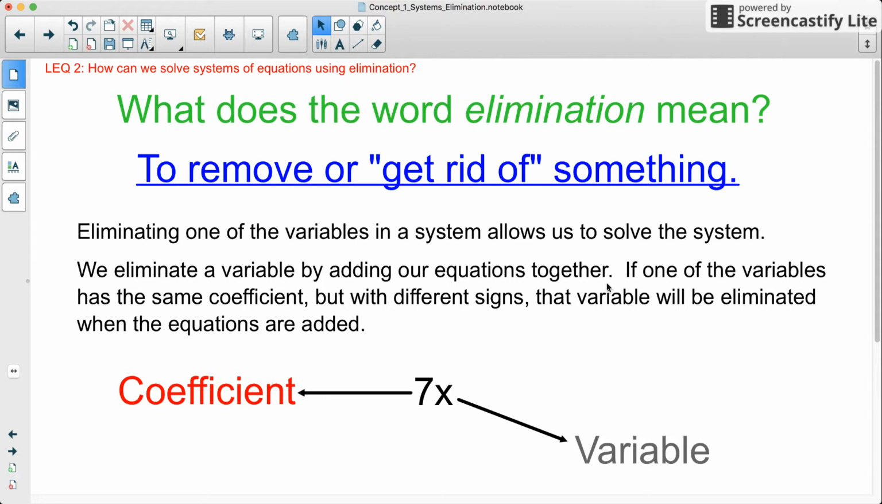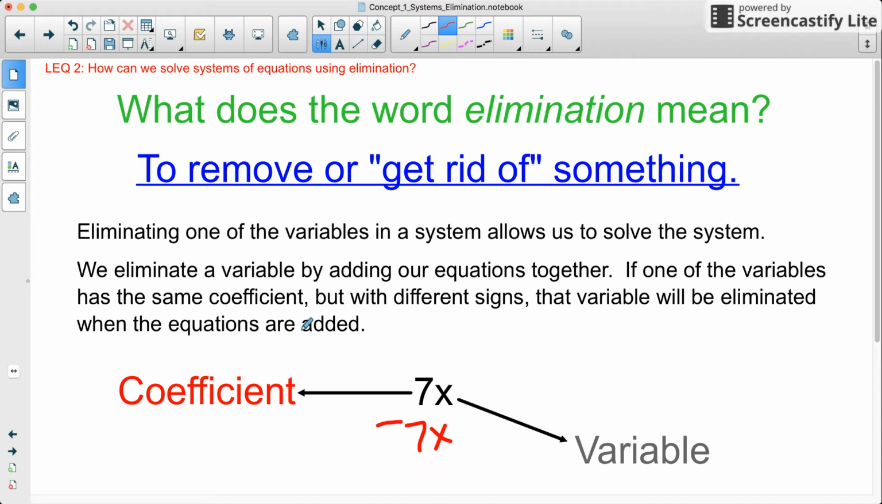The blue words you need to write down in your packet. Eliminating one of the variables in a system allows us to solve the system. We eliminate a variable by adding our equations together. If one of the variables has the same coefficient but with different signs, that variable will be eliminated when the coefficients are added. Now, all that is simply saying that if I have 7x, all I have to do is subtract 7x, and I have eliminated the coefficient and the variable.